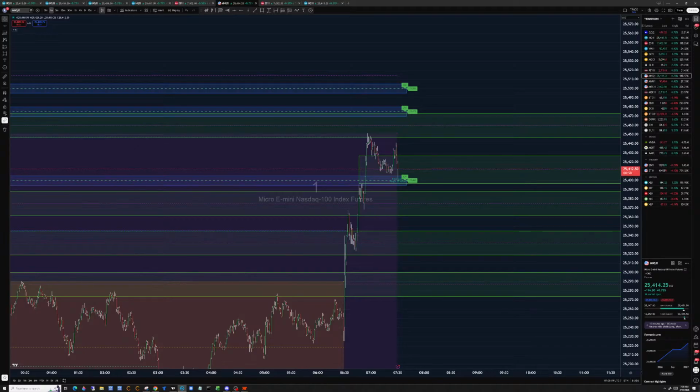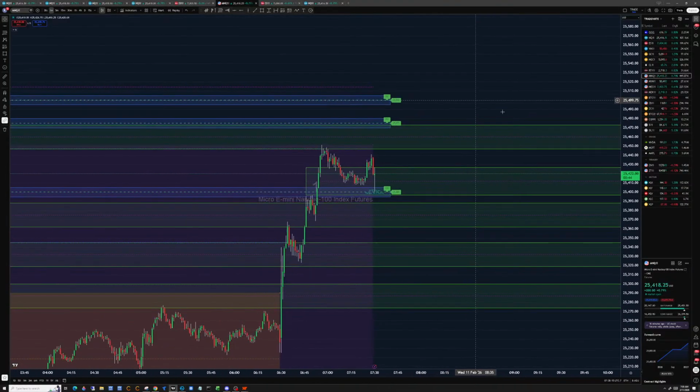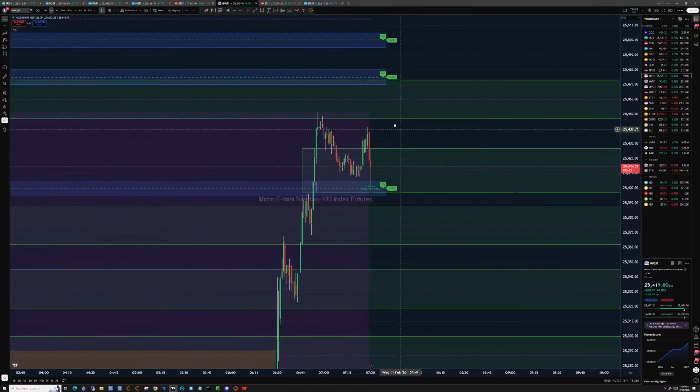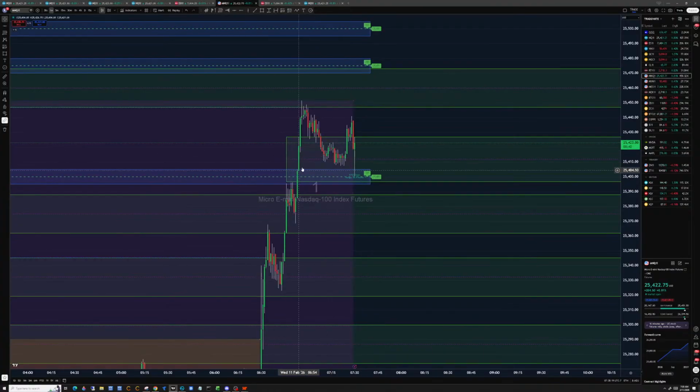All right, let's stay focused, guys. This little zone that we're in right here, there was a lot of volume. That's why I've marked this zone up. There's a lot of volume right inside of this candle moving up, basically all of them. But this is the first zone.